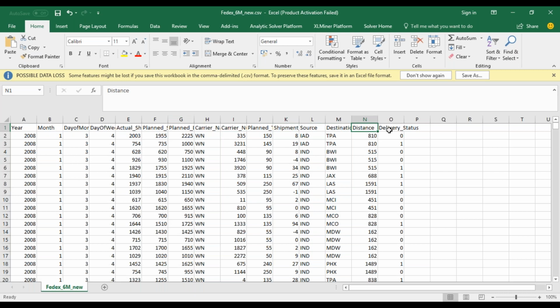Is it that everyone is not able to see the screen? Delivery status. Yes, friends, please confirm. Okay, so maybe some problem from your end.